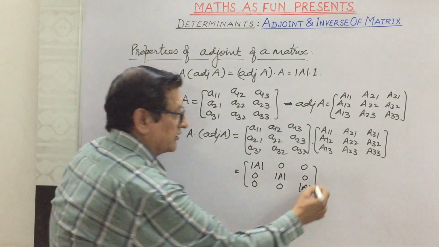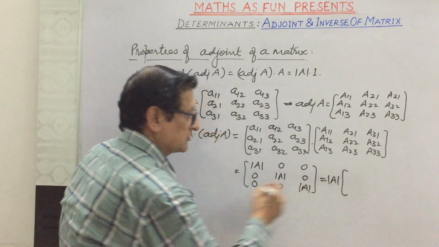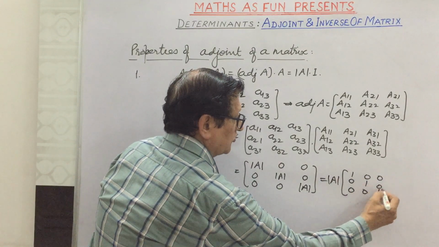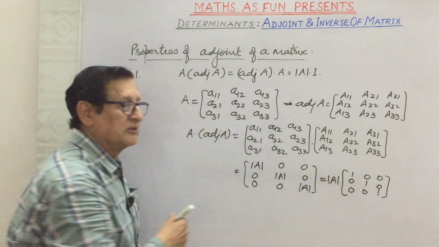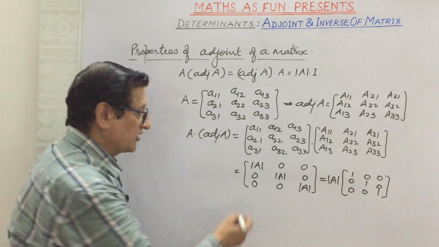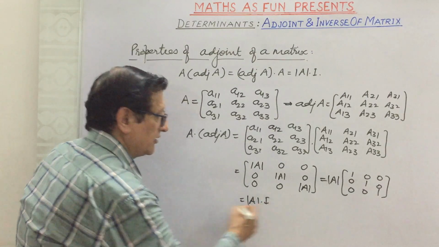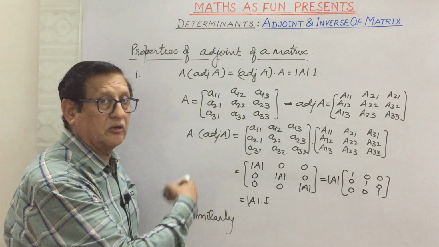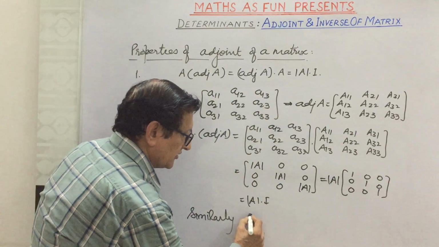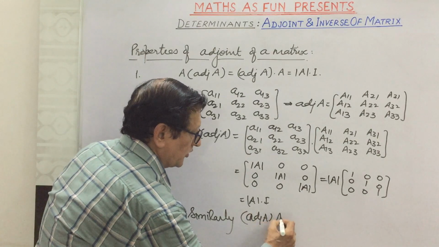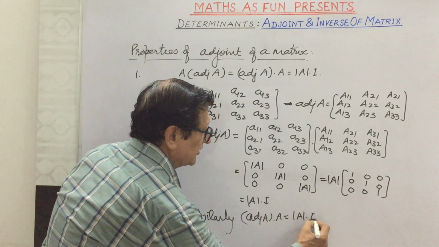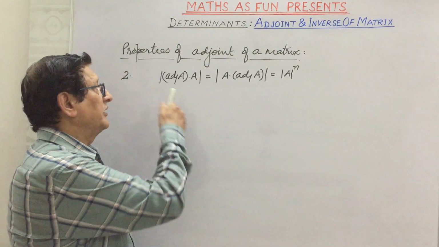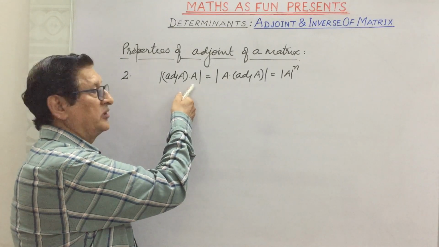Now can we have determinant A as common from this? This will be 1 0 0 0 1 0 0 0 1, which is the identity or unit matrix. So we can write this is determinant A into I. Similarly, we can also verify the second one, that is adjoint A into A also will come as determinant A into I.